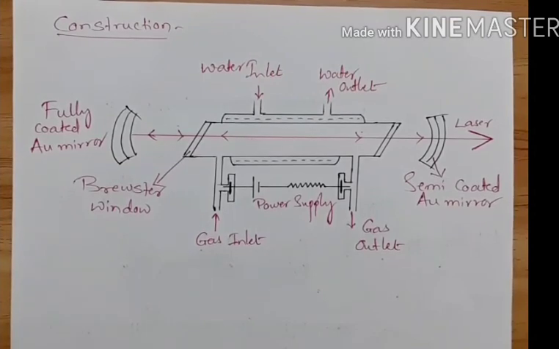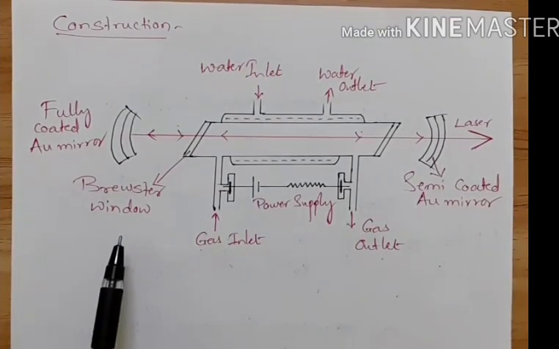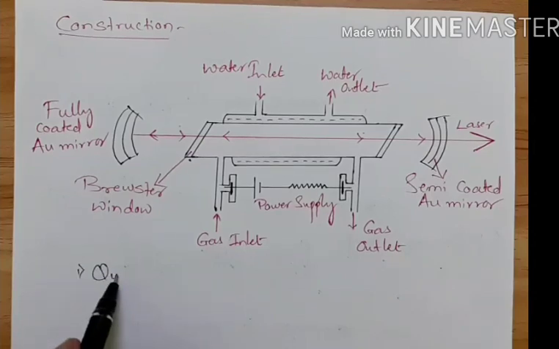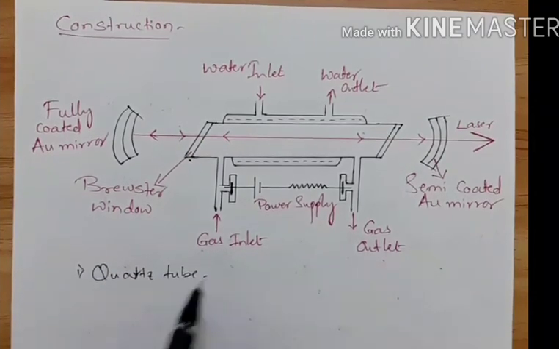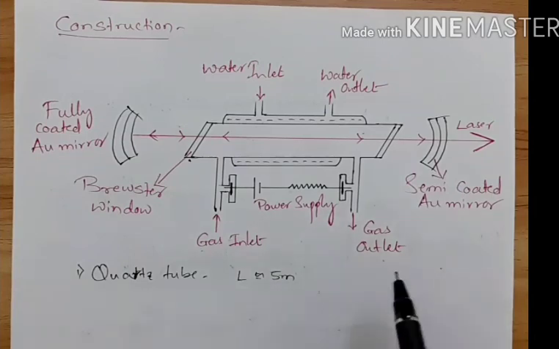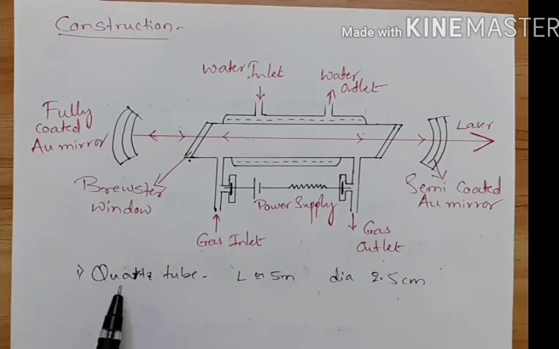Now the next part is construction. Here we have various components. Let us look at those things one by one. So we have this basic tube. It is the quartz tube. This quartz tube has a length of 5 meters, more or less, and a diameter of 2.5 to 3 centimeters. So this is the dimension, and this depends on the application, and it is also a trial and error method, wherein they get the constructive interference. They fix the length of that depending on the trial and error method.